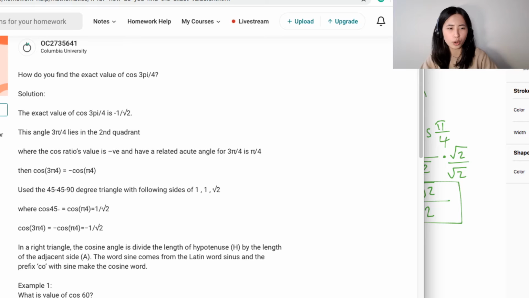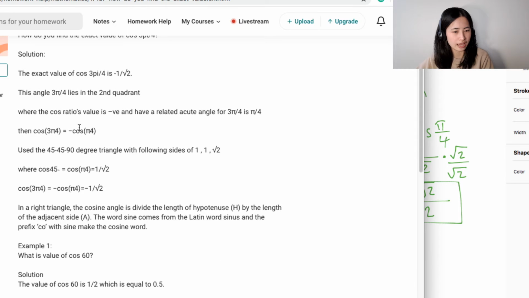By the way, just so you know, I'm currently at oneclass.com/homework-help, and these are all questions in the math section. Okay. Yeah, so as you can see, they've said that cosine 3 pi over 4, can you guys see this? And you have negative cosine pi over 4, which is exactly what we said. And they're looking at the 45, 45, 90-degree triangle. And you have the sides of 1, 1, and square root of 2.